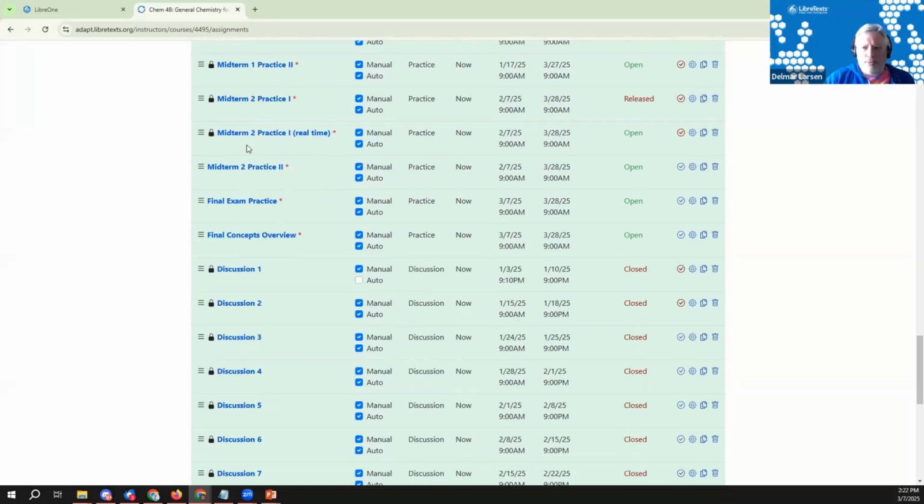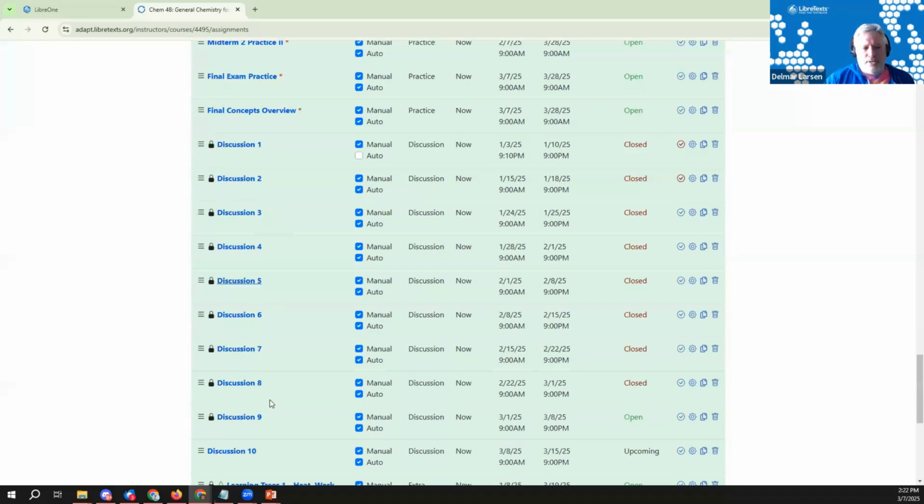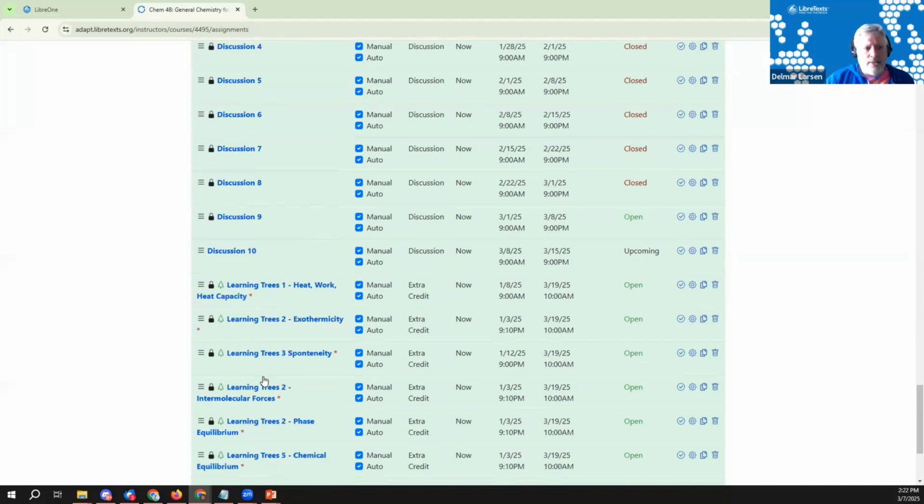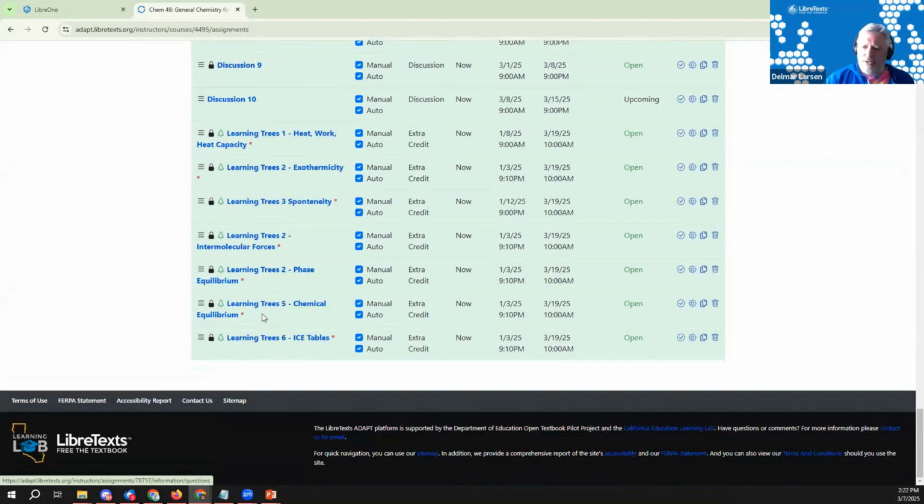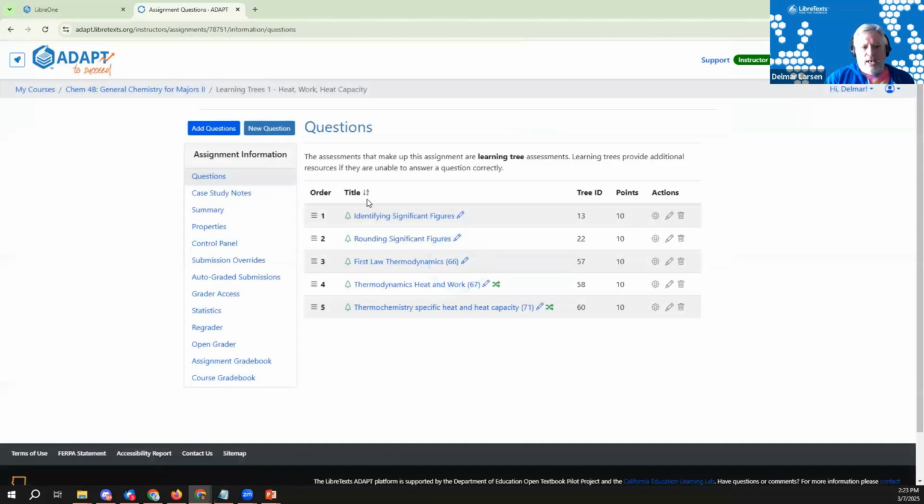I have practice exam problems. Let me phrase that: practice exams, which of course have problems on them. I have discussions because we have a recitation section in my class where my TAs will run that. And then I have assignments that focus on learning trees. I can tell that because they have little trees here, and it gives you a very Christmassy feeling. And the idea here is that each of these assignments with learning trees may have multiple learning trees.